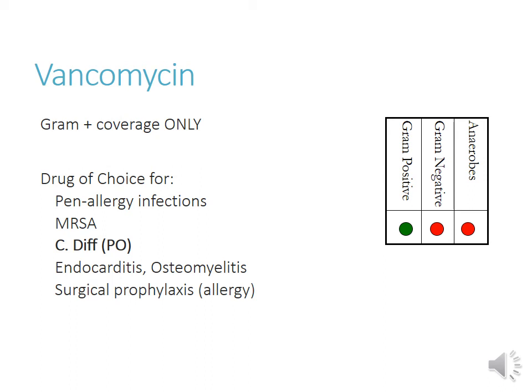This is also going to be good for things like endocarditis, osteomyelitis, things where you're really worried about gram-positive infections. Vancomycin is going to be a good drug to go to, especially if you're concerned about a penicillin-allergic patient and you don't want to use anything else. Vancomycin can be used in this case.